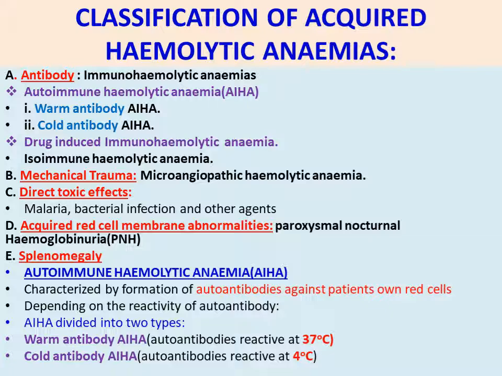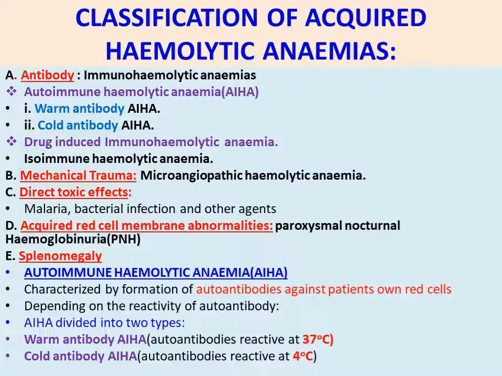Next, mechanical trauma, that means due to accidents, for example microangiopathic hemolytic anemia. Then direct toxic effects cause hemolytic anemia, such as malaria, bacterial infection, and other agents. We will discuss this completely later, with examples.